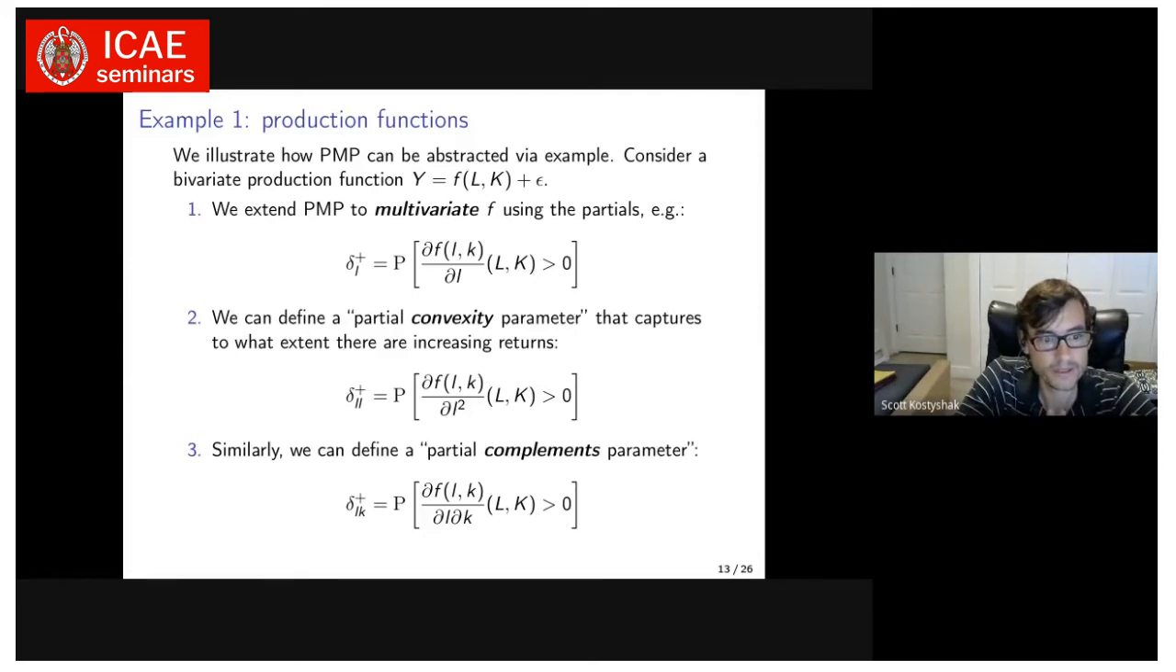This measure, PMP, basically integrates over the marginal density of the X variables, which in this case are the labor and the capital. So imagine you have an industry where you can imagine a rectangular grid. So L and K take values from 0 to 100 each.